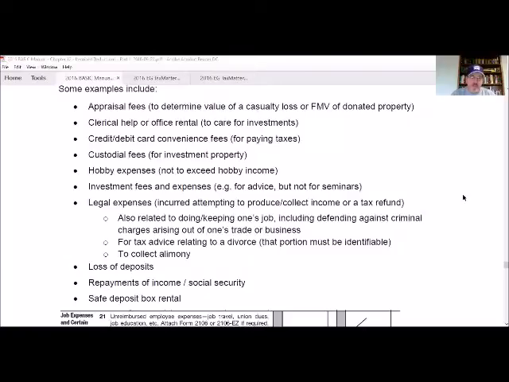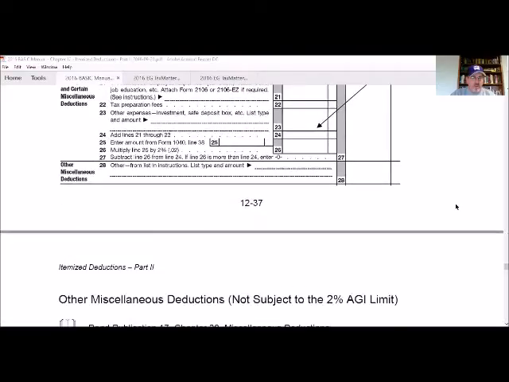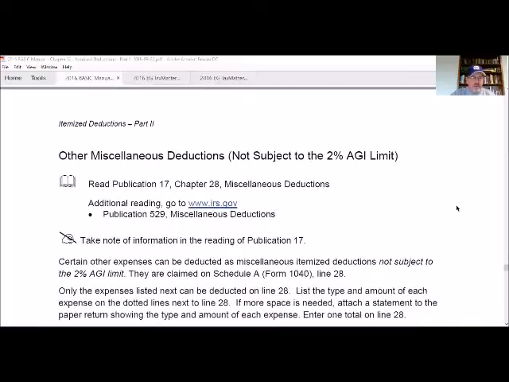So it must be incurred attempting to produce or collect income or a tax refund. Best example is alimony. If I hire a lawyer in a divorce, only what I pay to collect alimony is something I can deduct. I cannot deduct what I pay them for doing the divorce, but a portion that I may be collecting for alimony, I can. We can put safe deposit boxes on there. You see here hobby expenses. That is something we talked about with hobby income that was on line 21 under other income.